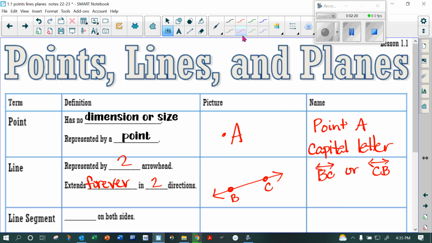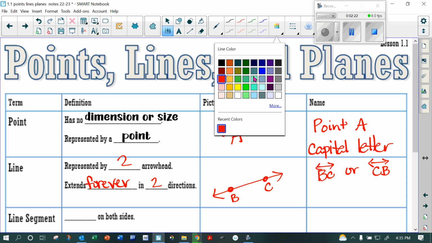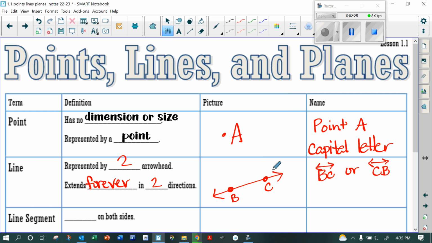Also, please note that there will be times where they're going to give you a lowercase cursive letter. So there may be a lowercase cursive letter there, and this would just be called line L, okay? So just be aware that I can name it by two points or this lowercase script letter, okay?